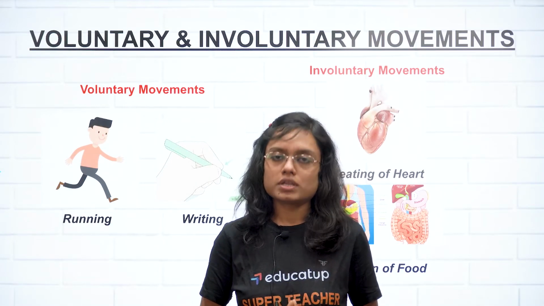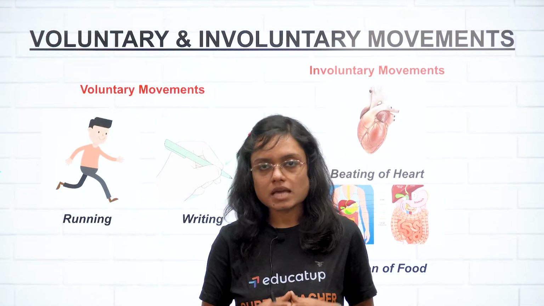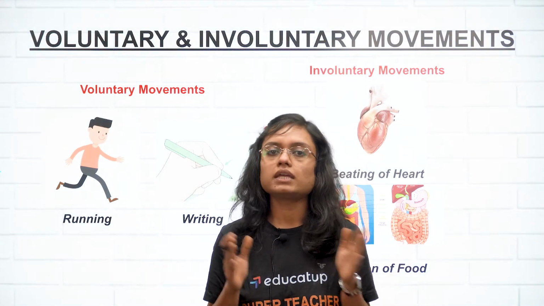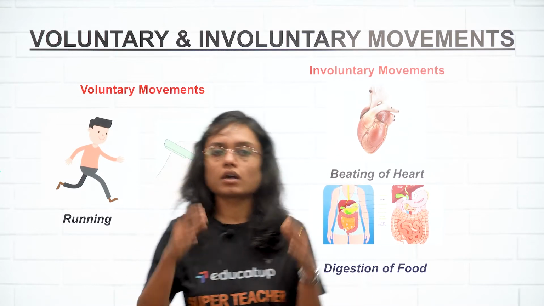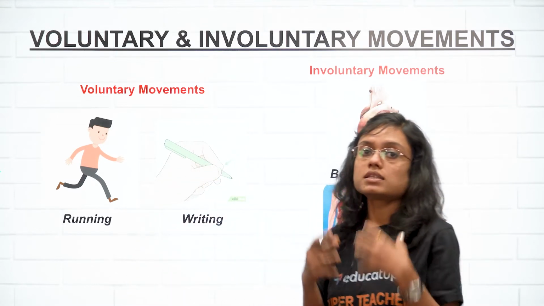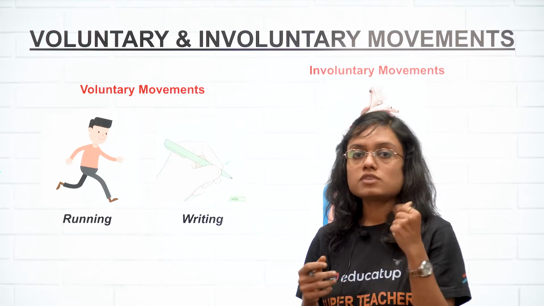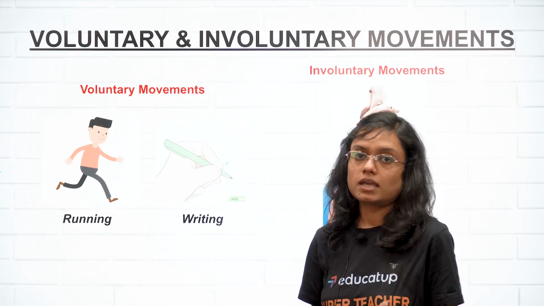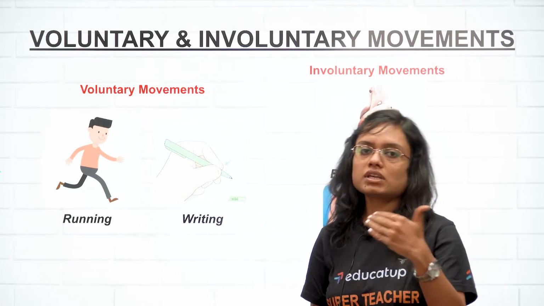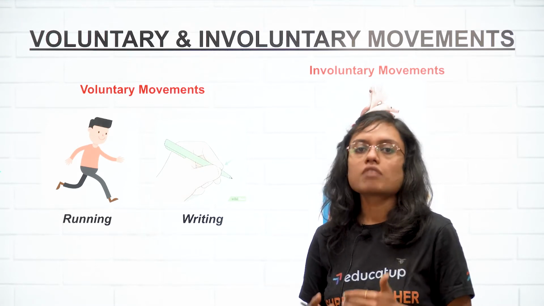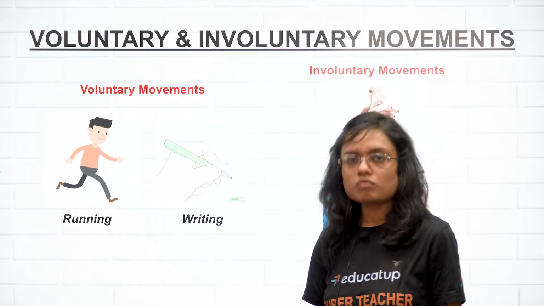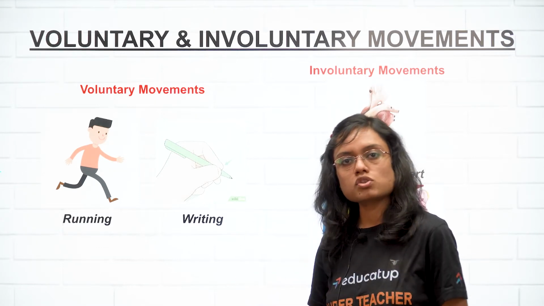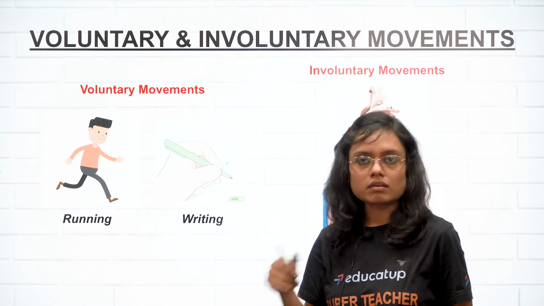Voluntary and involuntary movements. Now movements are of two types, voluntary and involuntary. Voluntary movement means the movements which are under our own control, that is, the ones we start of our own wish, and we can stop them at our own wish. For example, walking. When we have to walk, we walk, and whenever we want to stop it, we can stop it.